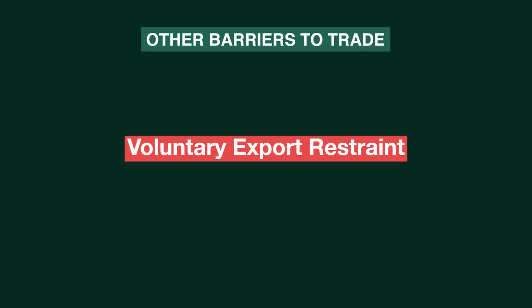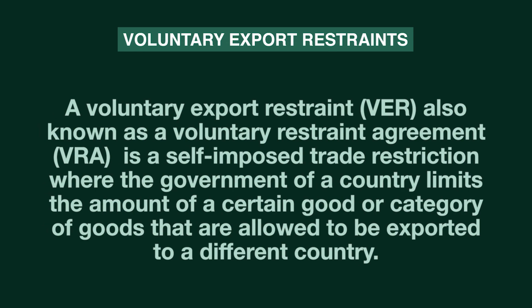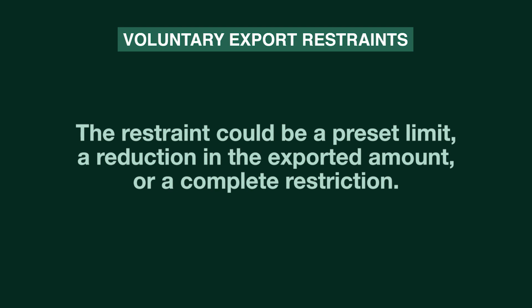Moving on from quota, there are other policies which are used to restrict trade, which are not tariff in nature, and we are going to discuss some of them. The first one is called voluntary export restraint, also known as voluntary restraint agreement or a VRA. Now, what is a VRA? In this case, the exporting country puts some restriction on itself about the amount of goods to be exported to the importing country. So instead of the importing country putting restriction, it is the exporting country that puts restriction on its export.